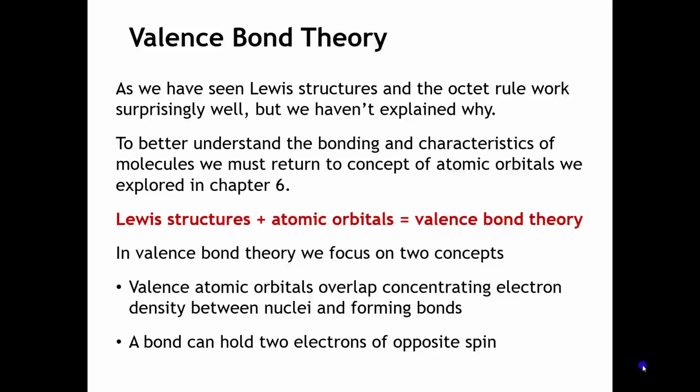And to get at that, now we're going to bring in elements from Chapter 6. Remember back in Chapter 6 we talked about atomic orbitals. So we're going to marry, if you will, the atomic orbitals from Chapter 6 with the Lewis structures from Chapter 8. Together, what we're going to find is that when we have atomic orbitals that overlap, that concentrates electron density between nuclei and forms bonds. We'll also see that just like an atomic orbital, a bond can hold two electrons of opposite spin. Okay, well, let's get started.